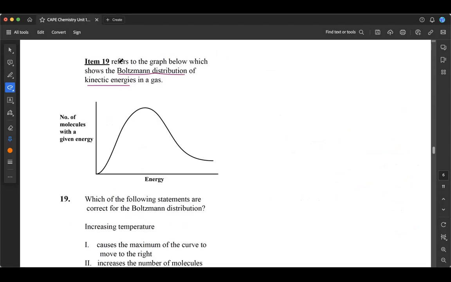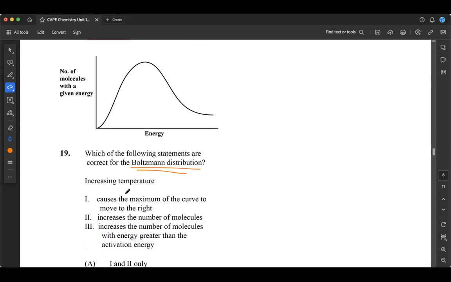Question 19, item 19 refers to the graph below, which shows the Boltzmann distribution of kinetic energies in a gas, right? So let's look at that. So we see on the x-axis, we have energy, the energy of the molecule. And then over here, we see that we have number of molecules with a given energy, right? Now, they're asking us which of the following statements are correct for the Boltzmann distribution, right? Is it true that when we increase the temperature, we're going to cause the maximum of the curve to shift to the right? So it's going to shift over here. Is that what we're going to see?